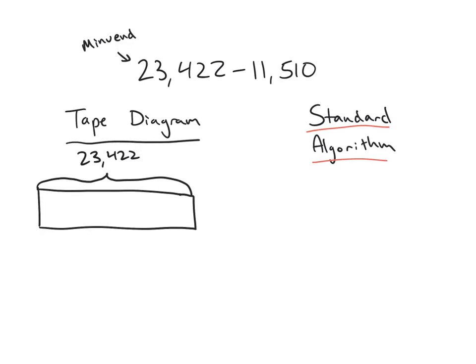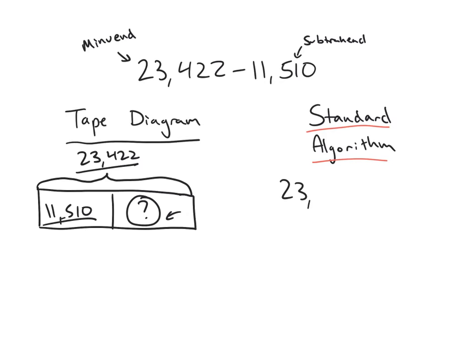And the subtrahend, which is the second number, is going to represent one of the pieces of the tape diagram. So that means the answer to this problem is going to be the other piece of this tape diagram. So I'm taking my minuend, subtracting my subtrahend, and then that's going to give me my answer. So I'm going to represent this problem in the standard algorithm format here.